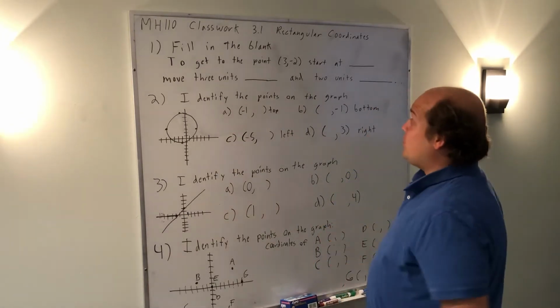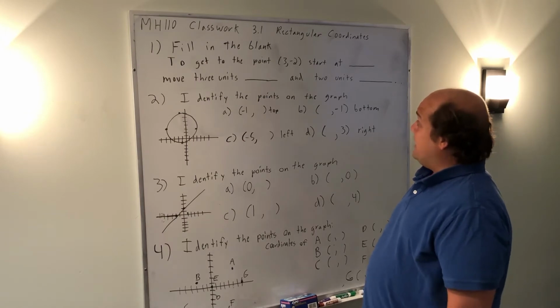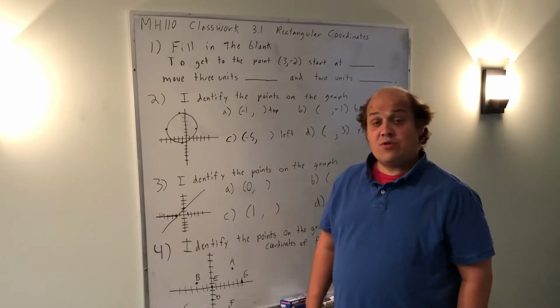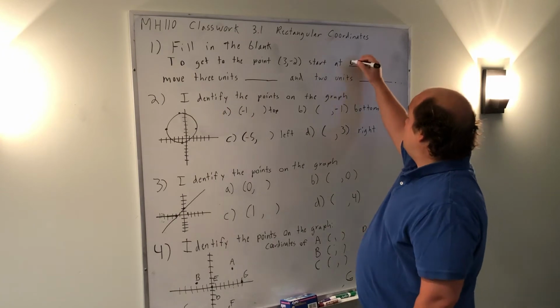So the first question says fill in the blank. To get to the point (3, -2), start at... The answer to this "start at" question is always going to be the origin, or (0, 0). Whenever I'm plotting a point, I need to start at the origin.